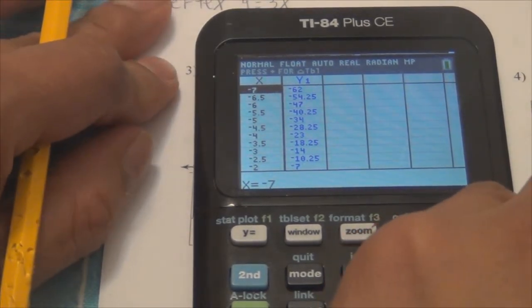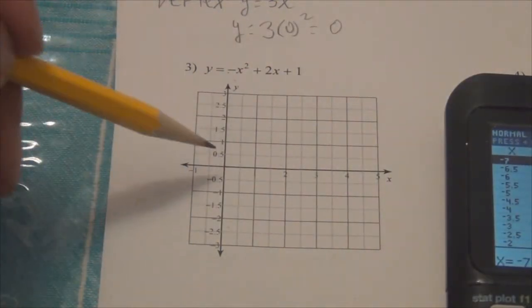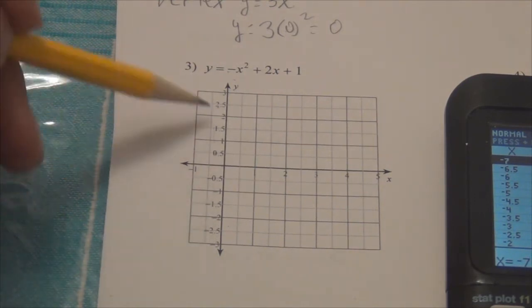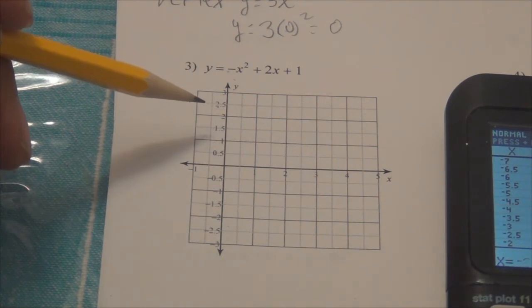All right, so let me copy the values that I need to graph. It goes from 0 to 2.5, from 0 to negative 2.5 or negative 3. So that's what I'm going to do. That's my range. So I'm going to go to 0.